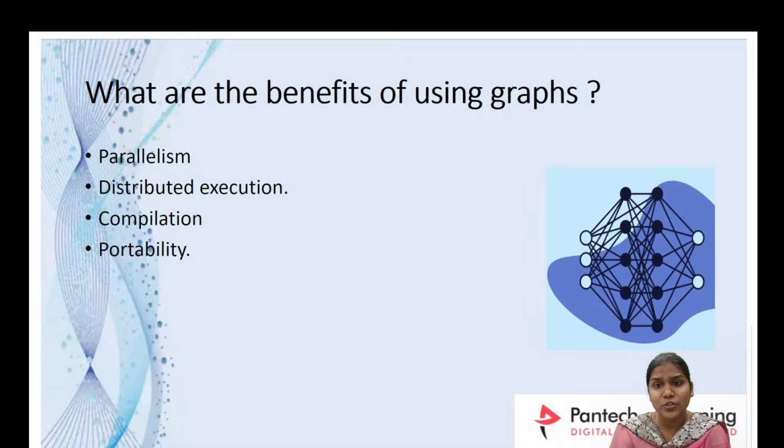Here are the benefits of using graphical representations. First, we can process the data fast, that's why it's shown as parallelism. Next one, distributed execution: process the data throughout the network from different nodes. That is also a benefit. Next, compilation. Compilation means debugging, so we can even debug the complete data. Portability: we can shift the data wherever it is used, and it can be accessed there directly.